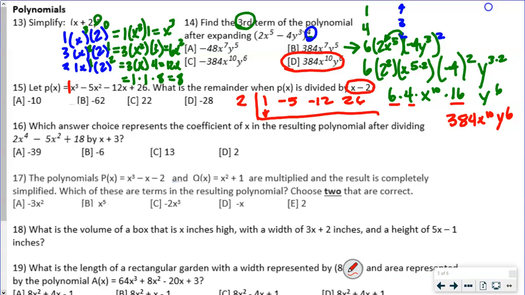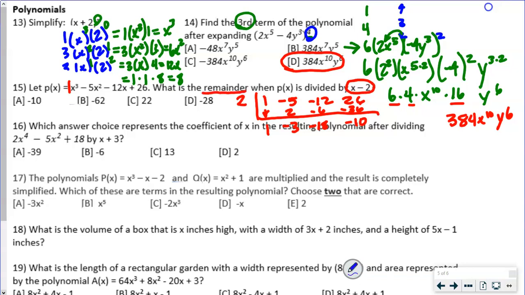So we're going to bring down this 1, and then 2 times 1 is 2. Negative 5 plus 2 is negative 3. Negative 3 times 2 is negative 6. That's going to be negative 18 when we add those. 2 times negative 18 is negative 36. And then this is going to be a negative 10. So what was our remainder? That's what it asked us for, right?